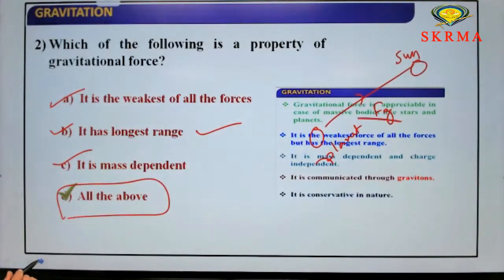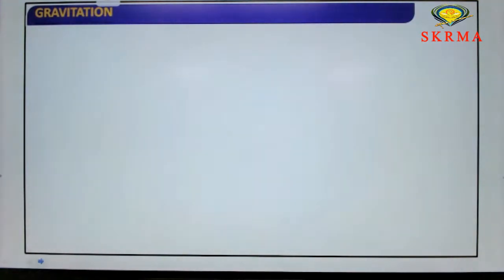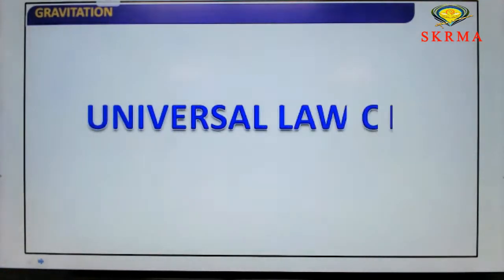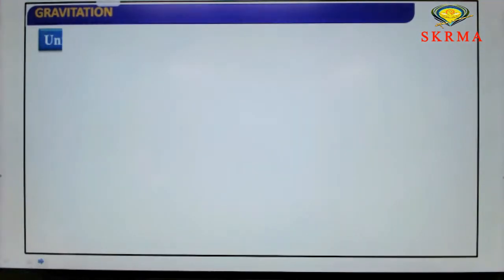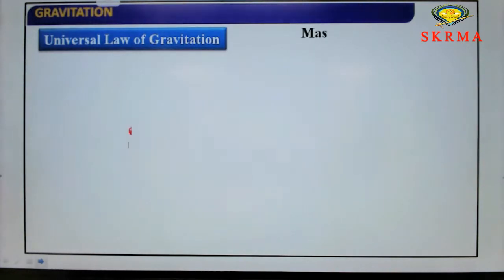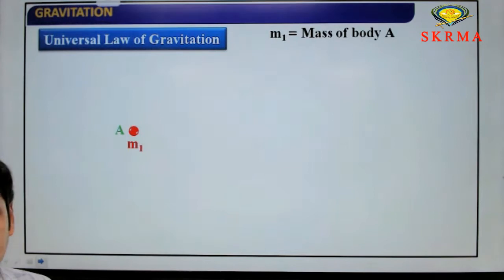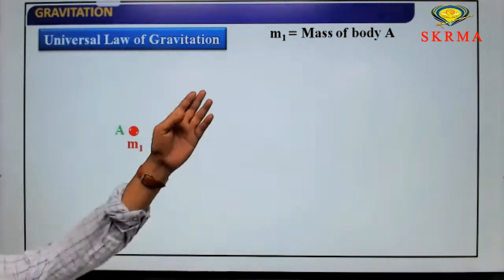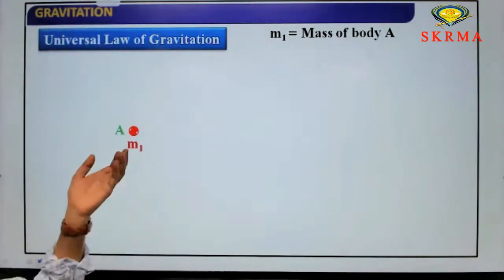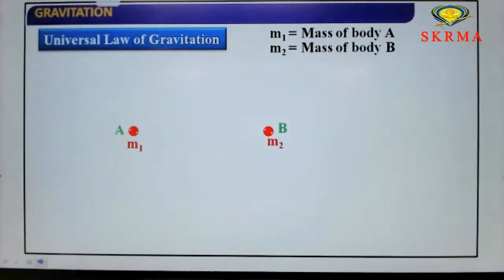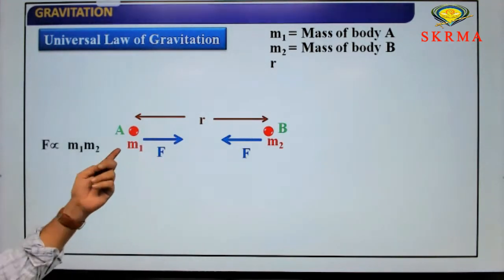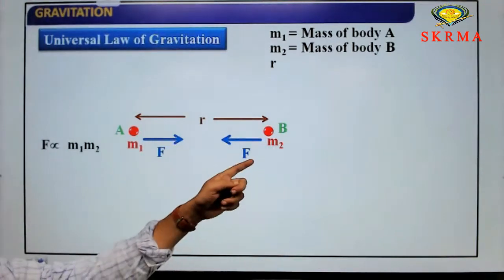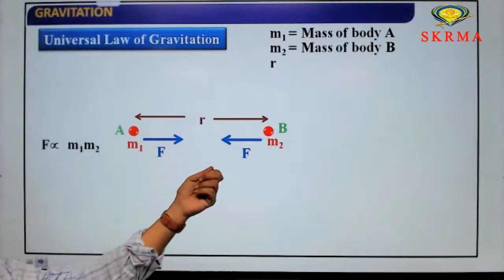The next one is, what is universal gravitation? This is a basic law proposed by Newton. According to Newton's gravitational law, there exists a gravitational attraction between any two bodies in our universe. Here we take M1 as the mass of object A and M2 as another object, separated by a distance R. Then there exists a force acting on A due to B, and in the same way a force acting on B due to A. That's why there are two forces acting in opposite directions.